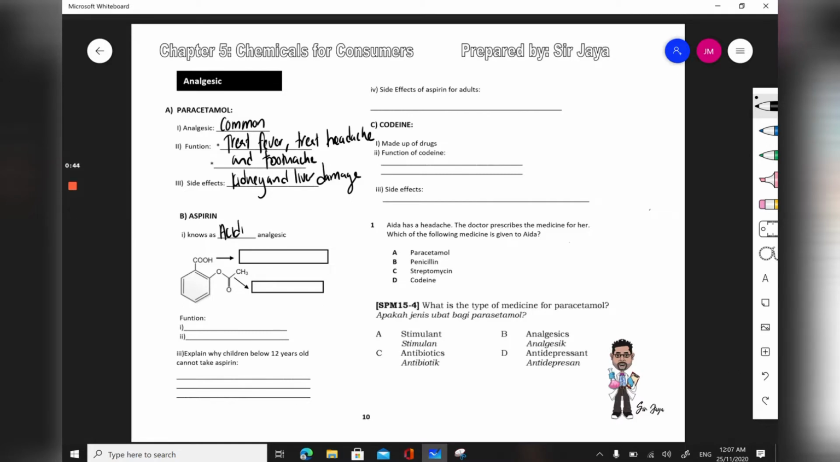Okay, I will move on to the next example of analgesic, which is known as aspirin. Aspirin is known as acidic analgesic. The scientific name of aspirin is salicylic acid, and the structural formula of aspirin is given here. Basically, this aspirin contains two homologous series. COOH stands for carboxylic acid, which gives the acidic properties to aspirin. And we have another homologous series here, the COO bonding. This belongs to ester, the ester homologous series.